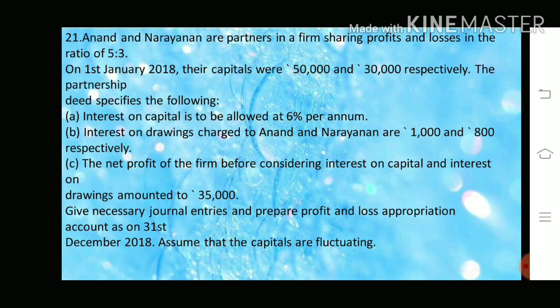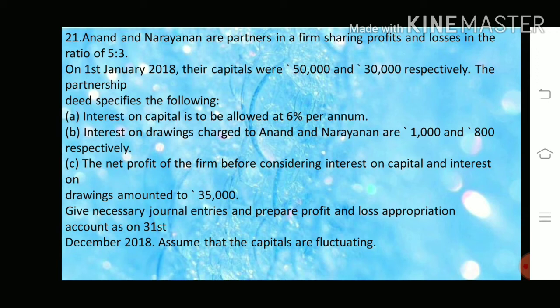Now let us see exercise number 21. It's very important. Anand and Narayanan are partners in a firm sharing profits and losses in the ratio of 5:3. On 1st January 2018, their capitals were 50,000 and 30,000 respectively. The partnership deed specifies the following.